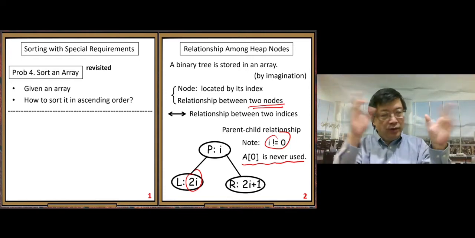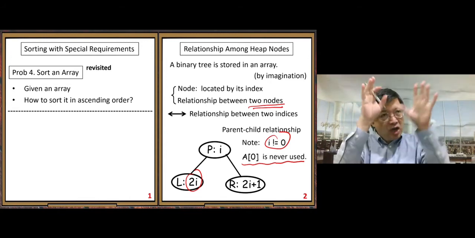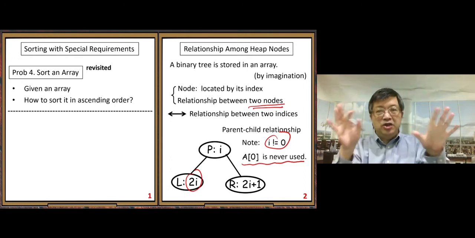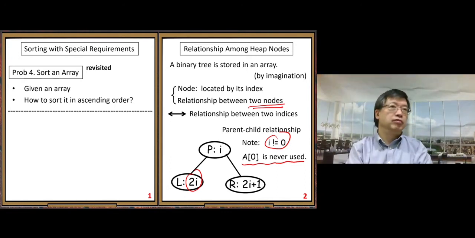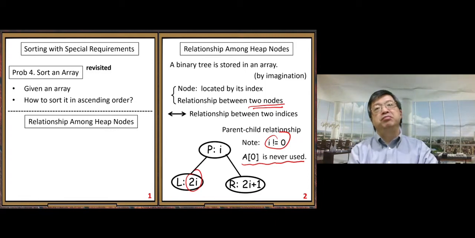If you follow this simple rule, then your heap structure will be fine. You will arrange the nodes and the parent-child relationship without any problem. Next, we look at the relationship among heap nodes, or we want to look at the heap property. So this is the heap property.